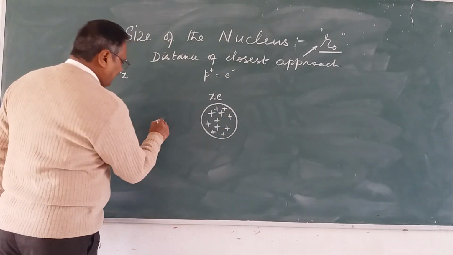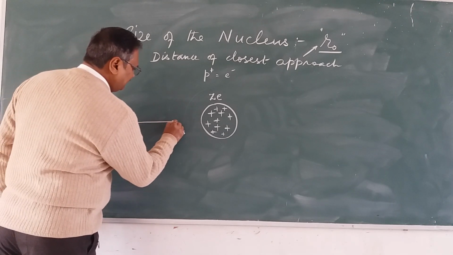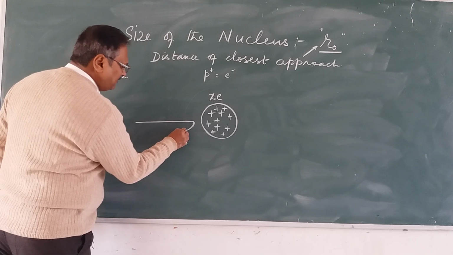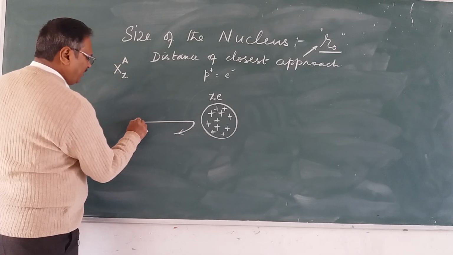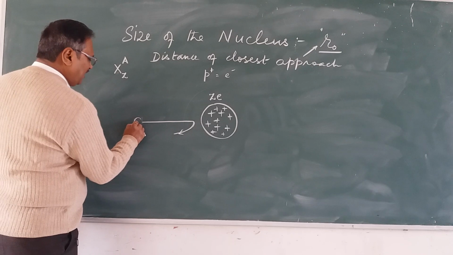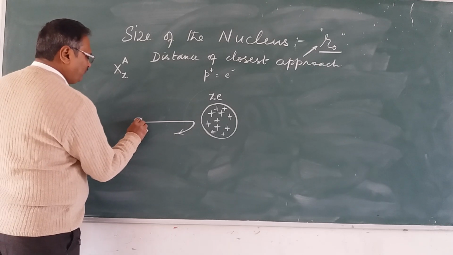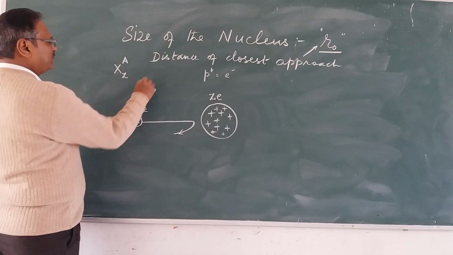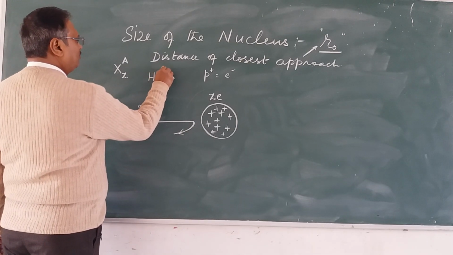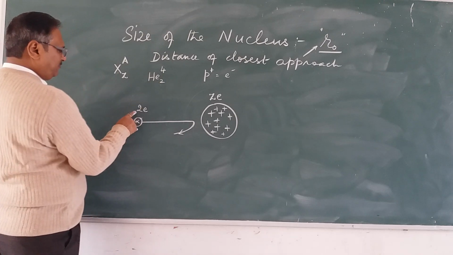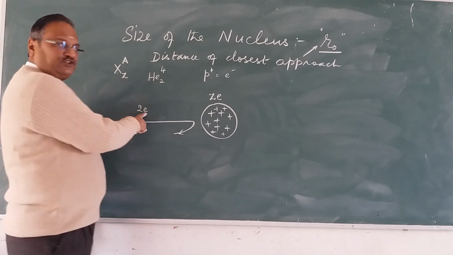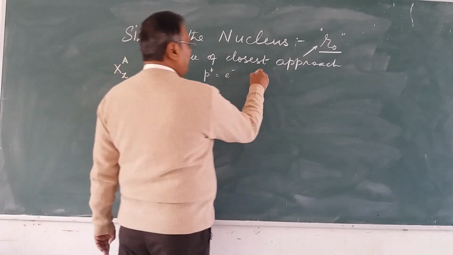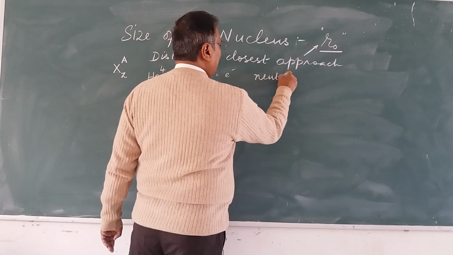And now I am bringing an alpha particle. It comes to the closest point and retraces the path. Now what is coming actually? The alpha particle is 2e. Why? Helium 4, 2. 2 is the atomic number, E is the electronic charge, because the number of electrons is equal to the number of protons, so that the atom is neutral.